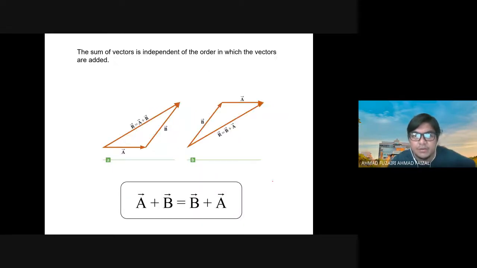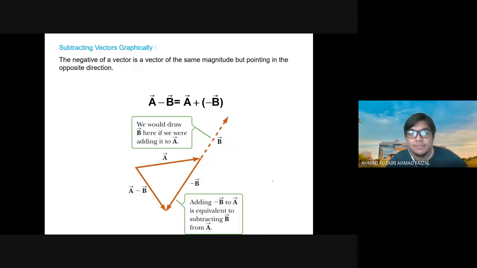This one is also an example. A plus B equals B plus A. The same thing for the additions: vector A plus vector B will also equal vector B plus vector A. But not for the subtraction. Subtraction is kind of different.